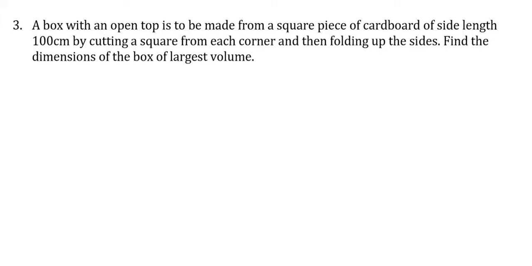A box with an open top is to be made from a square piece of cardboard. So we need to come up with a square with side lengths of 100, so 100 on each side, and cutting a square out of every corner. What in the world is that talking about? And the fact that it's an open top box, by the way, is important. What in the world is it talking about?